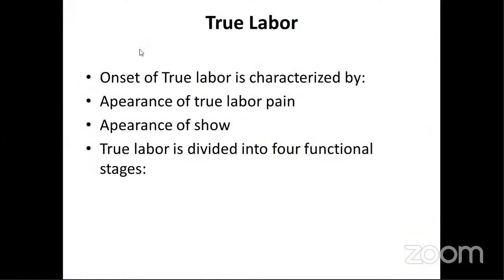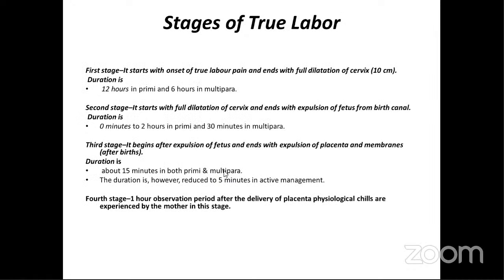The onset of true labor is characterized by the appearance of labor pains, as we discussed, and appearance of show. Labor, or the parturition, is divided into 4 functional stages. This is very important to understand, and I want you all to understand this without any doubts. So labor is divided into 4 stages: the first stage, second stage, third stage, and the fourth stage.